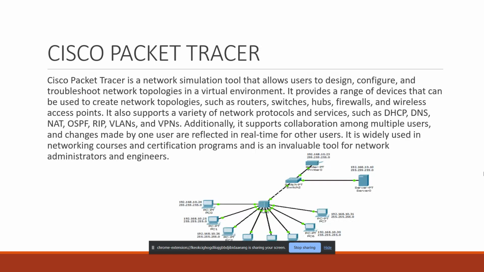Cisco Packet Tracer is a network simulator that allows users to design, configure, and troubleshoot network topologies in a virtual environment. It provides a range of devices that can be used to create network topologies, such as routers, switches, hubs, firewalls, and wireless access points. It supports a variety of network protocols and services such as DHCP, DNS, NAT, OSPF, RIP, VLANs, and VPNs. Additionally, it supports collaboration among multiple users, and changes made by one user are reflected in real time for the other users. It is widely used in networking courses and certification programs and is an invaluable tool for the network administrator and engineer.